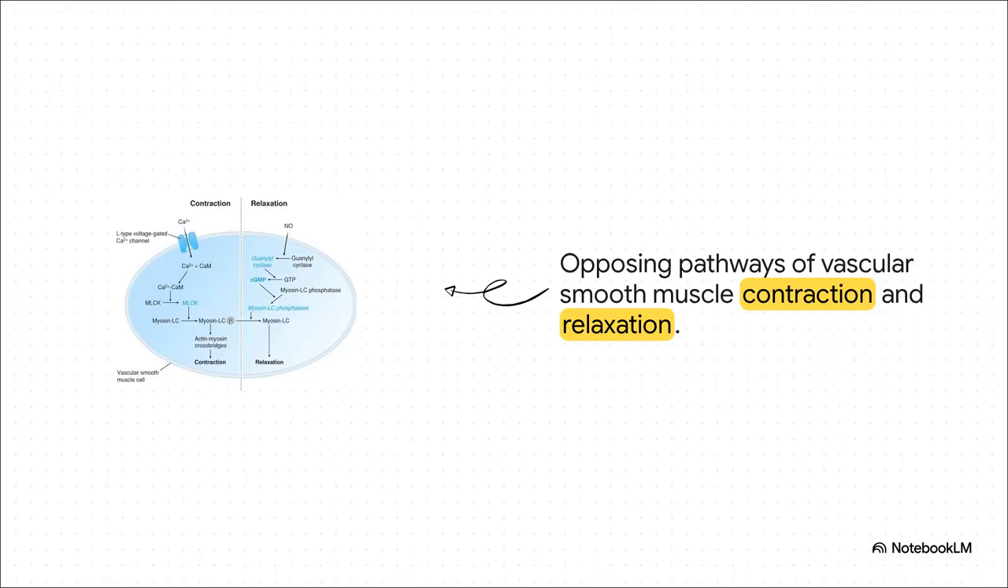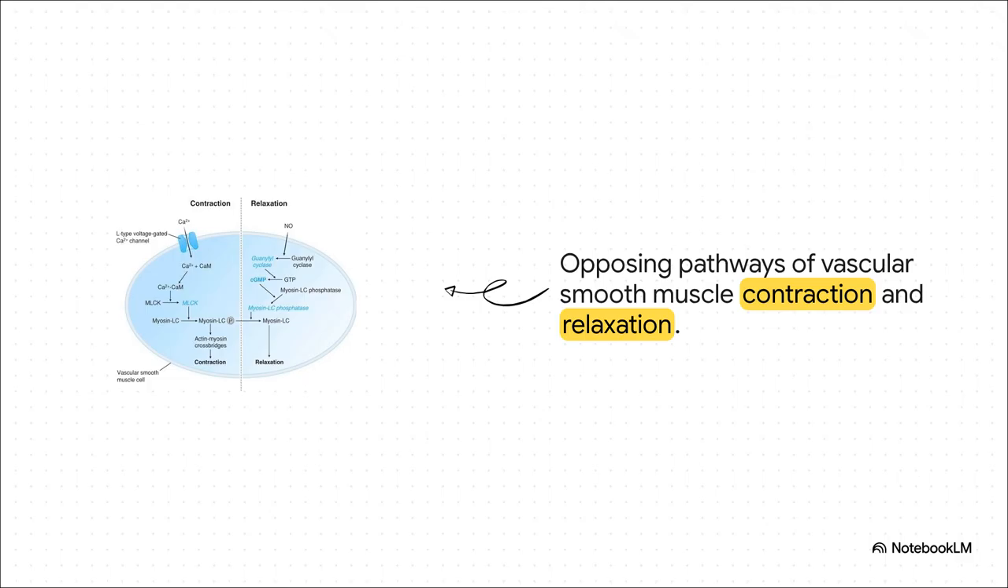Now this slide shows the two opposing forces that are constantly at play determining our vascular tone. It's a nonstop balancing act. Let's look at the left side first, the pathway for contraction. The key player here, the star of the show, is calcium. When these L-type voltage-gated channels open up, calcium ions just flood into the cell. This calcium then grabs onto a protein called calmodulin, and that complex flips a switch on another enzyme, myosin light chain kinase, or MLCK. The job of MLCK is to slap a phosphate group onto the myosin light chain. This allows it to form cross bridges with actin, and bang, the muscle cell contracts.